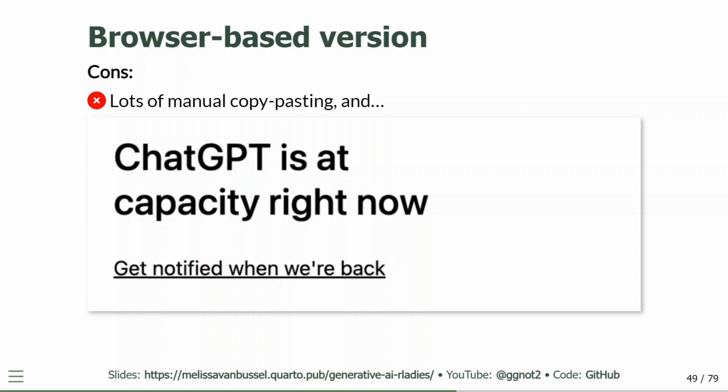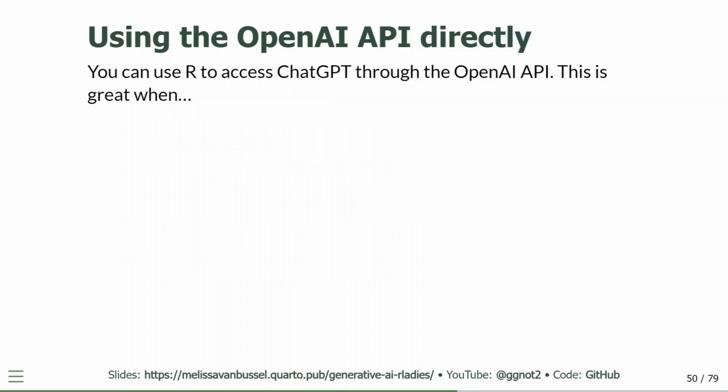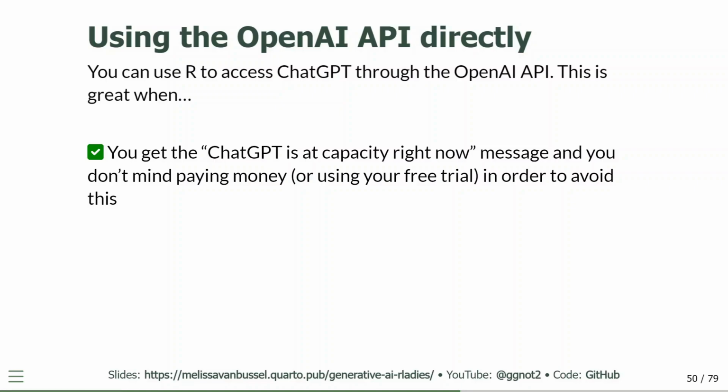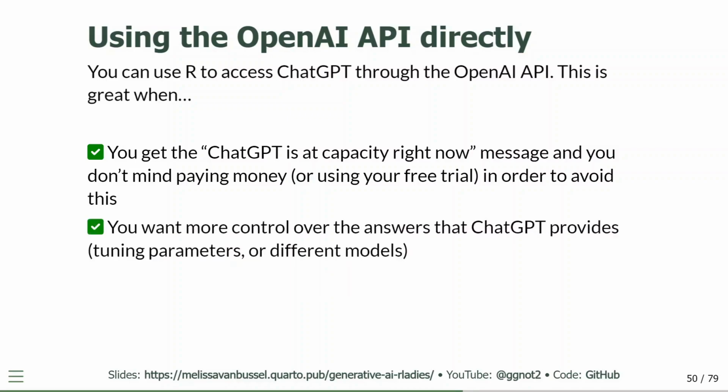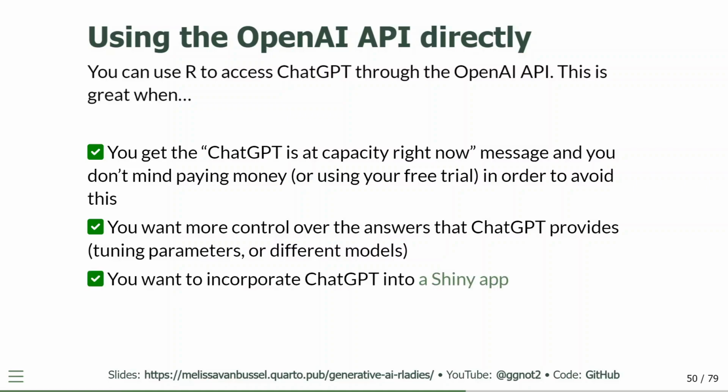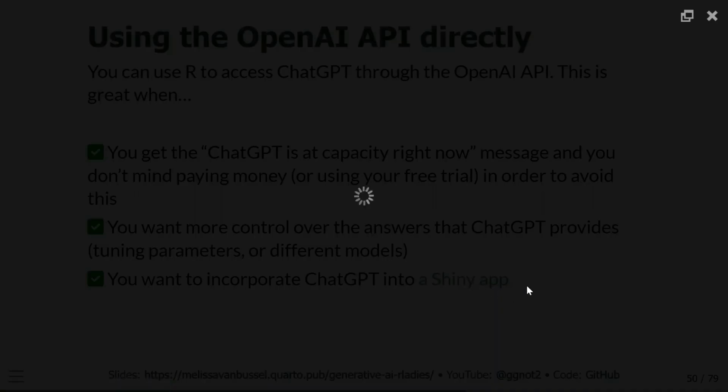But the other workaround is to not use the browser-based version and instead use options 2 and 3, which require an API key. So option 2 was using the OpenAI API directly, which you can do using R. This is really great if you are seeing this message a lot, and if you don't mind paying the money or using your free trial in order to avoid that message. It's also great when you want more control over the answers that ChatGPT provides to you. For example, if you want to tune parameters or use different models, or if you want to incorporate ChatGPT into a Shiny app. And I have a small example here.